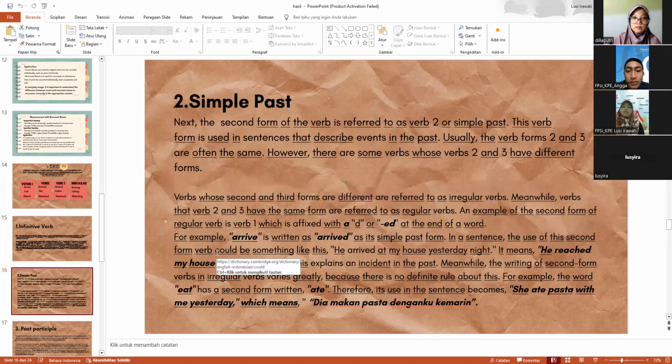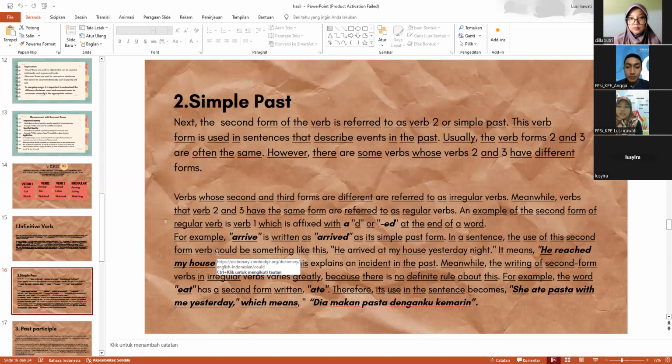Simple past. Next, the second form of the verb is referred to as verb 2 or simple past. This verb form is used in sentences that describe events in the past. Usually, verb forms 2 and 3 are often the same. However, there are some verbs whose verbs 2 and 3 have different forms.